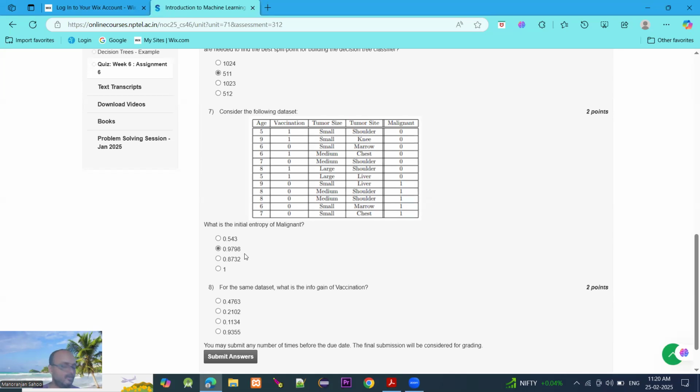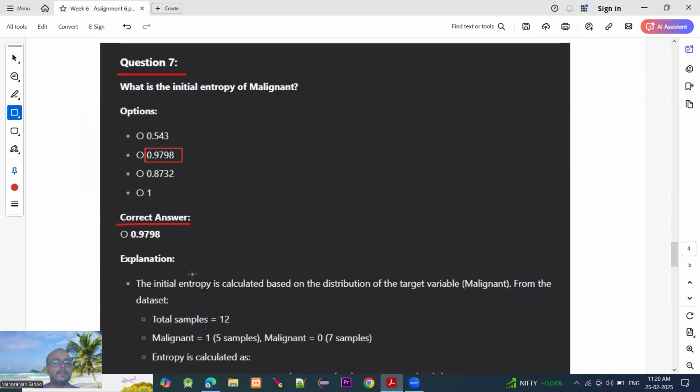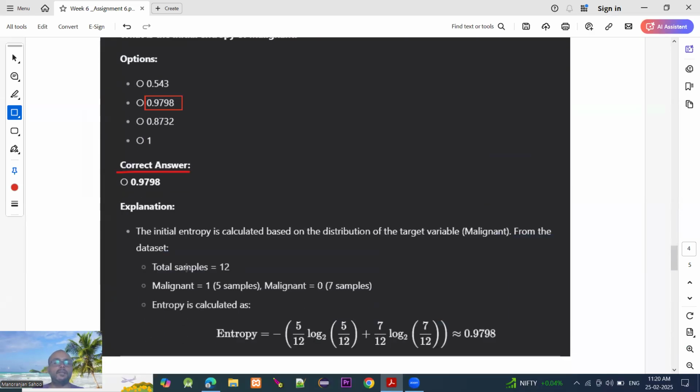0.9798. Then let's see how it is 0.9798. The explanation is here. The initial entropy is calculated based on the distribution of the target variable, that is malignant, for the data set.